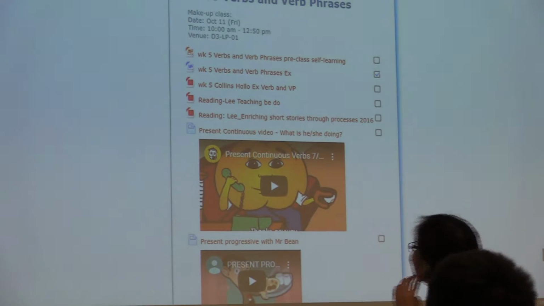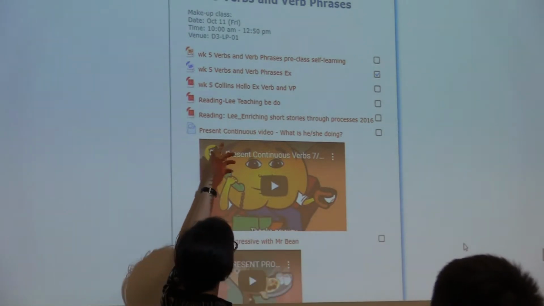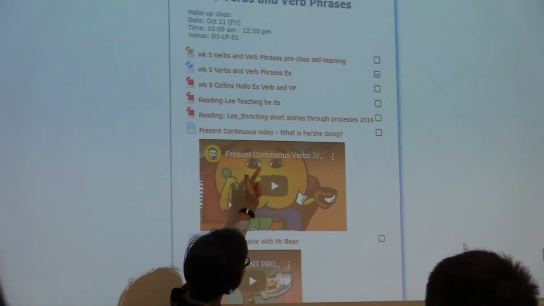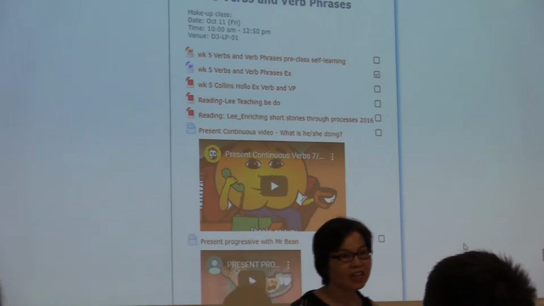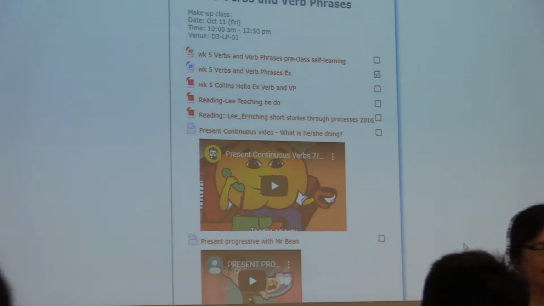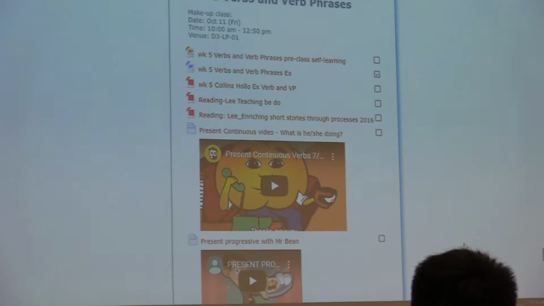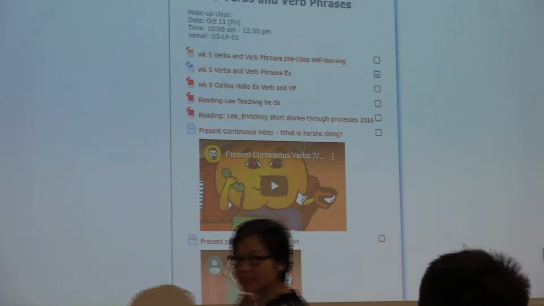Well, on Moodle, you see here there's a reading, an article written by me called Enriching Short Stories Through Processes. It's about how to help Hong Kong students in a class, I can't remember, Form 3 or Form 2 I think, to write a story, to let them realize the importance of including different kinds of processes to enrich the story. So you find time to read this article to get some ideas.